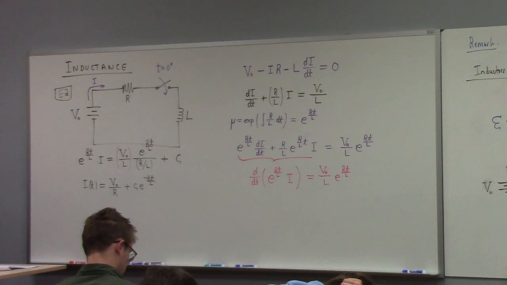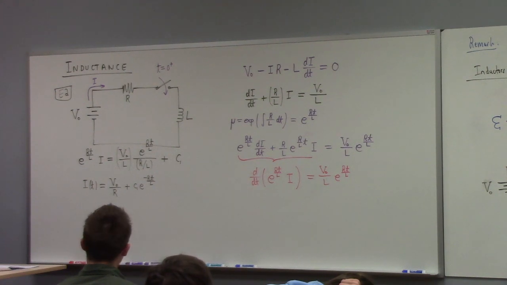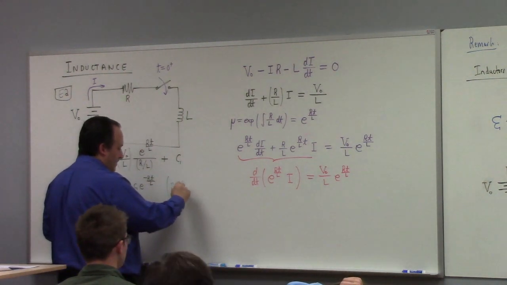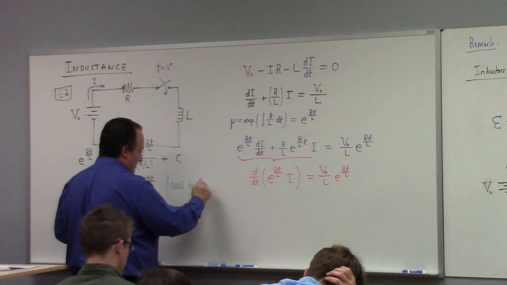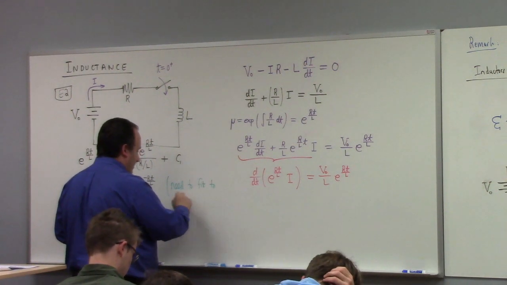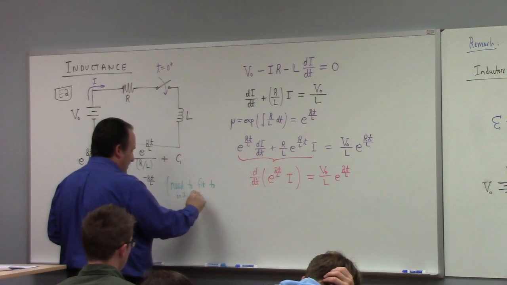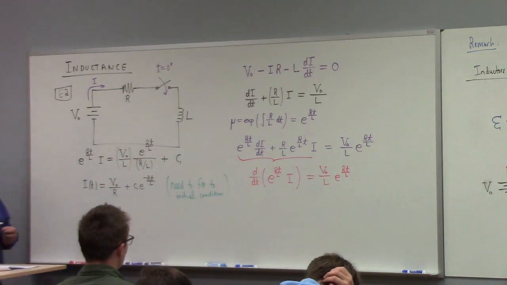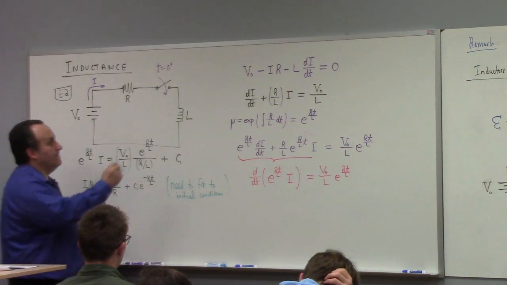Now that C1 is a constant, it shouldn't be in the answer. We should fit the function that we found to the initial conditions, right? So let's fit this to the initial conditions. How do we do that? What is the initial condition? What is I of 0 equal to?